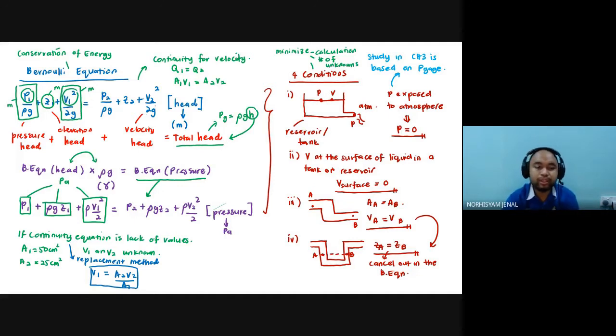Remember, this is only one equation. So when we have one equation, we can only have one unknown. It's hard for us to have 2 unknowns. We don't have a way for us to solve the question.